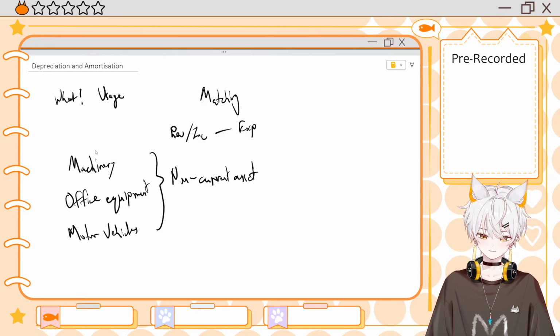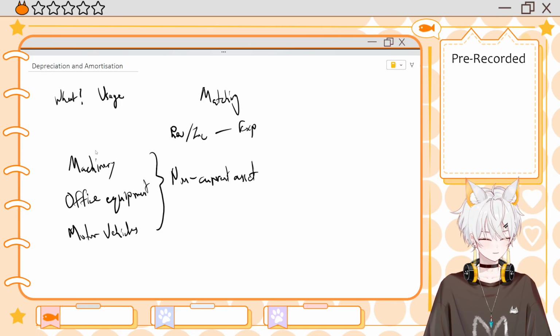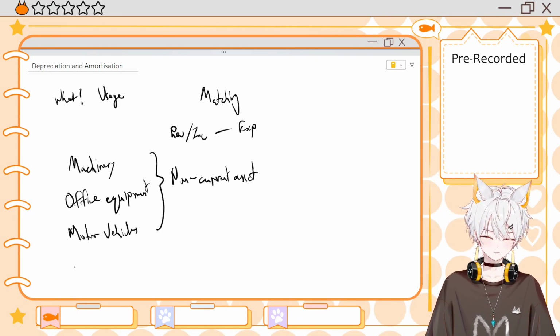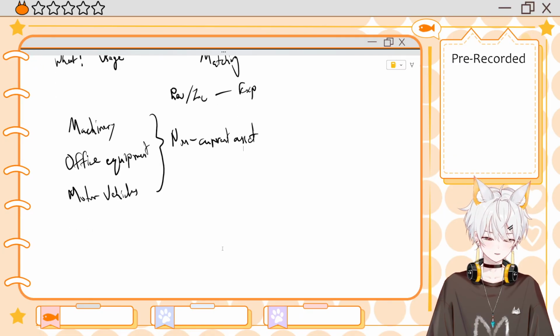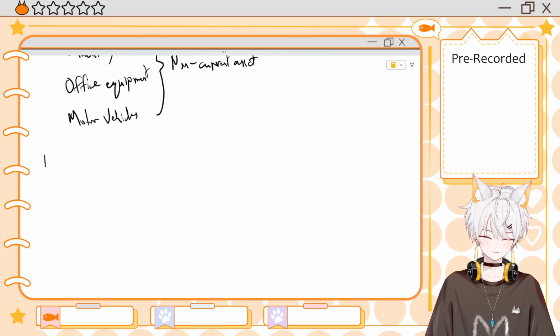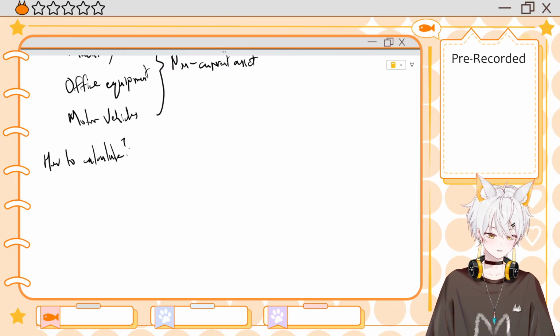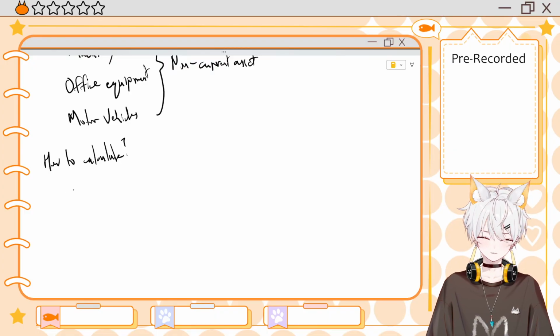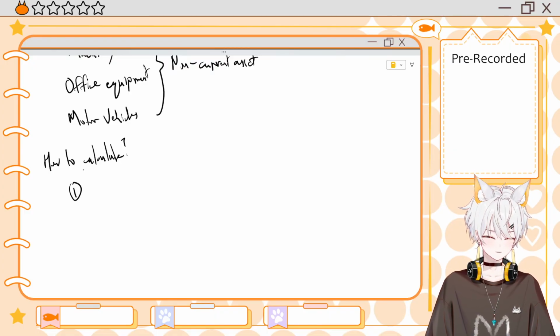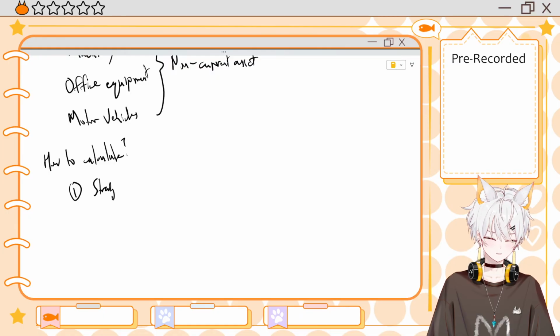So then, now that we've understood what is depreciation, right? Next, we ask ourselves, how do we intend to actually calculate, right? How to calculate? Okay, a few ways actually. So we are going through two main ways, right? One is straight line method. The other one is reducing balance method.